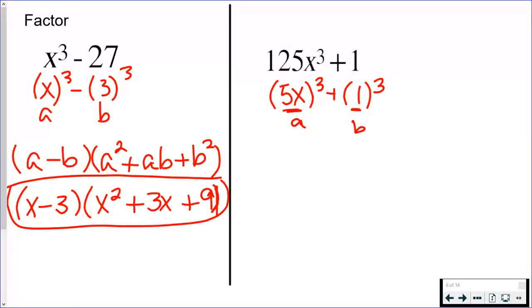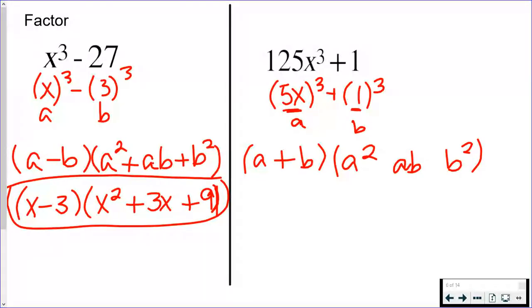Now again, I'm going to write out my little SOAP formula. It's going to go in the same order as last time. a b, a squared, ab, b squared. Now I fill in my signs using SOAP. Same, opposite, always positive. So because this is a sum problem, the plus sign is in the problem that I'm given. The same sign as plus would be plus.